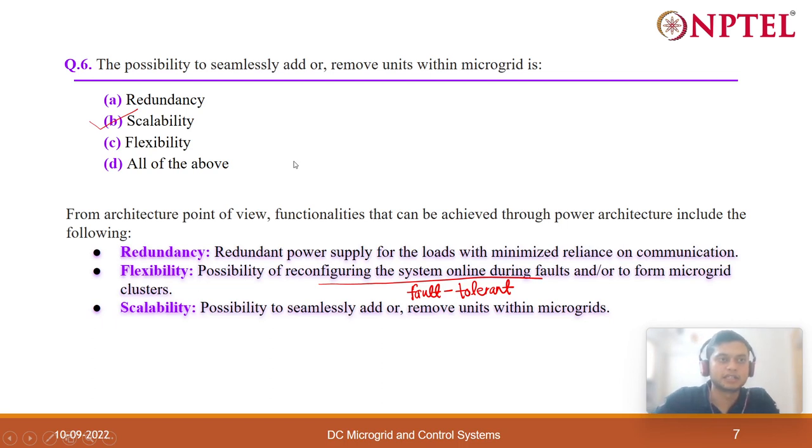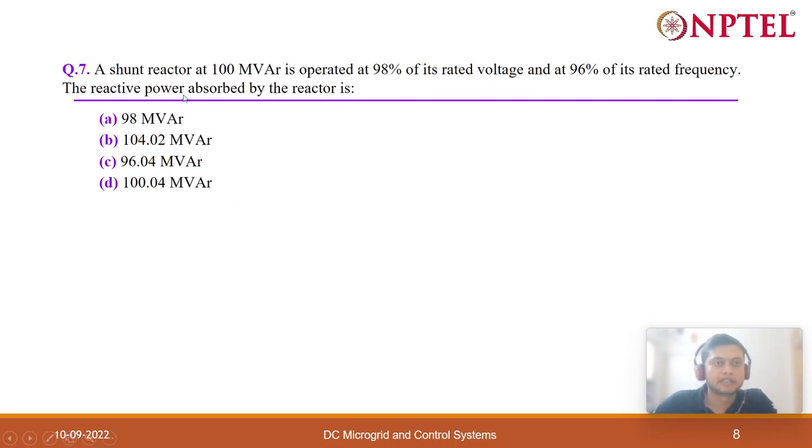Now let us see the next problem. A shunt reactor of 100 MVAR is operated at 98% of its rated voltage and at 96% of its rated frequency. The reactive power absorbed by the reactor is: A option is 98 MVAR, B option is 104.02 MVAR, C option is 96.04 MVAR, D option is 100.04 MVAR.